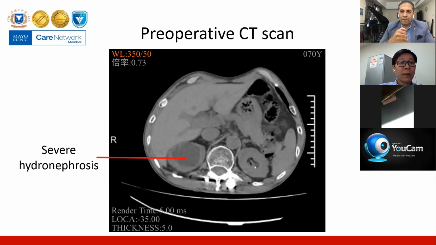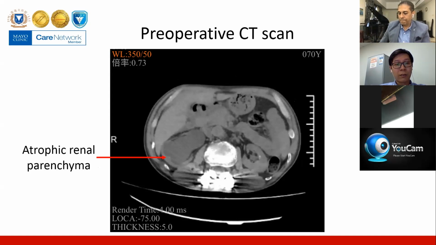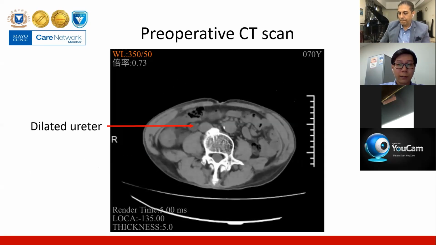It has a severe hydronephrosis in the right kidney, and the parenchyma of the right kidney is atrophic, and also has a dilated ureter. Sorry, I forgot the picture which showed the stone. The stone is about 1.5 centimeters, and it's located on the proximal ureter.